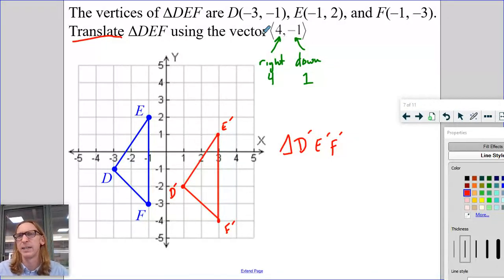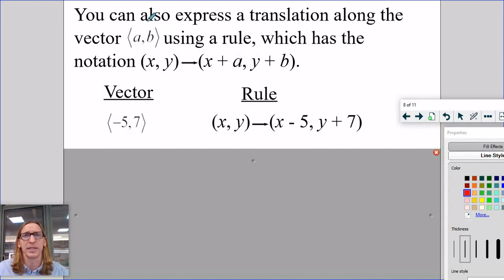The other thing we need to talk about is that vectors are one way to name how to travel from one location to another, but we can also describe specifically how the X and Y coordinates are changed. So translations can be expressed as a vector, A comma B, horizontal comma vertical, but also using a rule, which has this notation here. And it looks much more complex than it really is. It's like (x, y) arrow... oh my gosh, this is all it's saying. Take the coordinates on your original shape, and the arrow says do this to them to show where they're going to be on the new shape.